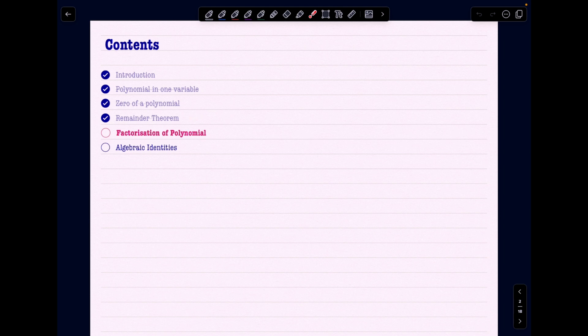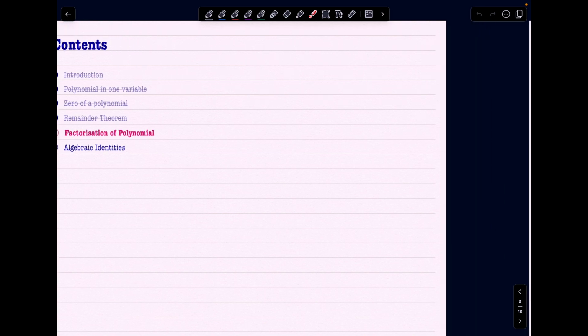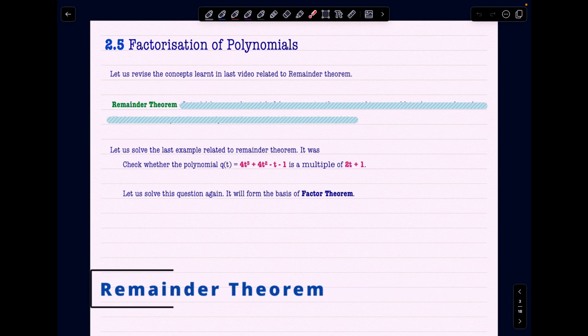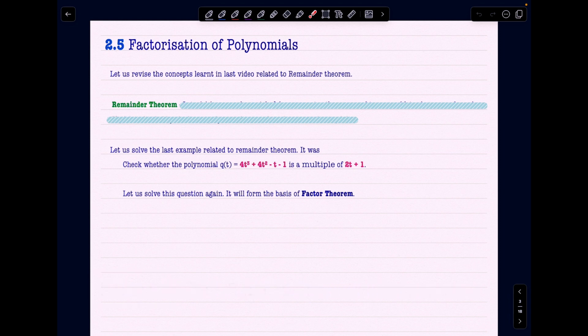So related to the remainder theorem there is factorization of polynomials. These two things are related: the remainder theorem and factorization of polynomials. So we will look into factorization of polynomials today. Before starting, I want to revise the concept of the remainder theorem, since I said that the remainder theorem and factor theorem are related.